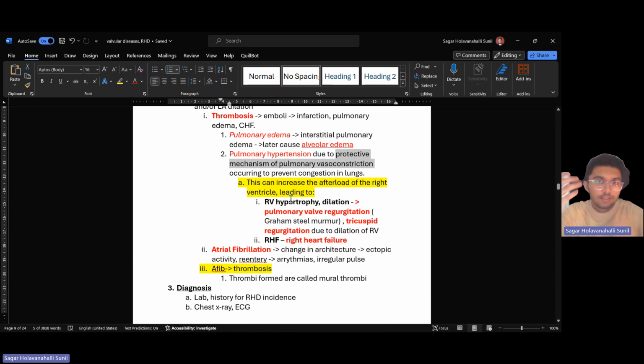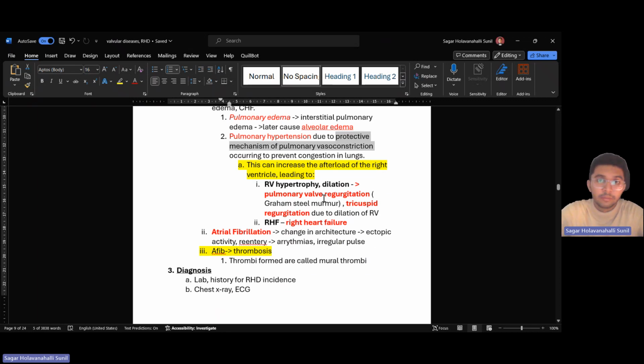Now, all of these things, this increased pressure within the pulmonary vasculature, can again reflect back and get into the right side of the heart. Here, the right ventricle has to bear the brunt and deal with this increased pressure. Because of this huge pressure flowing backwards from the lungs, to the pulmonary artery, and then from the pulmonary artery into the right ventricle, the pulmonary valve can get damaged, and here there can be regurgitation.